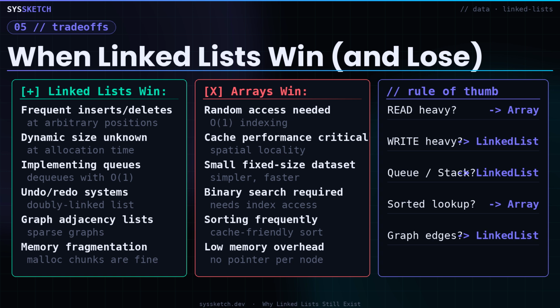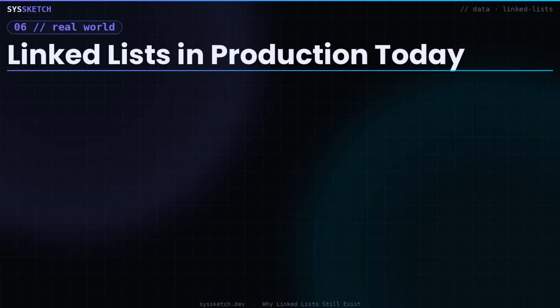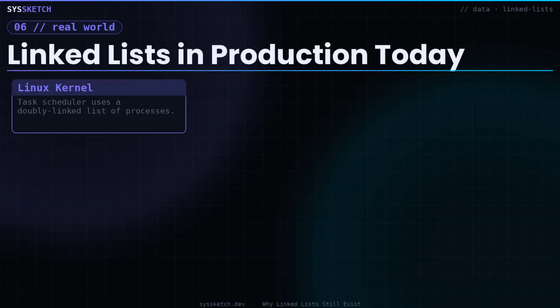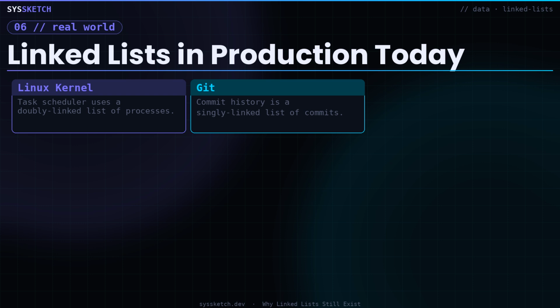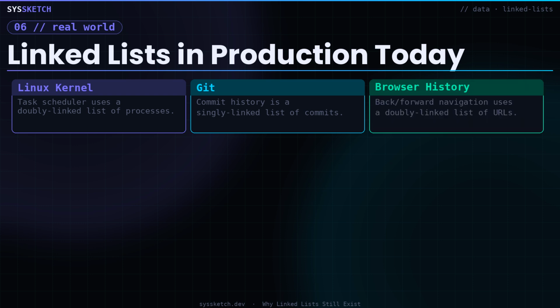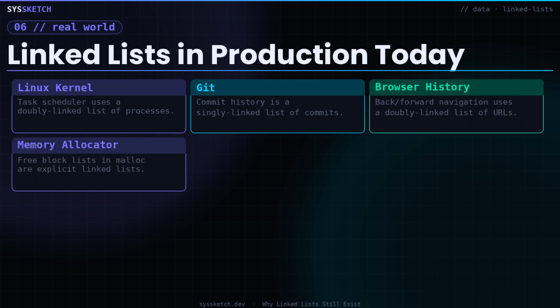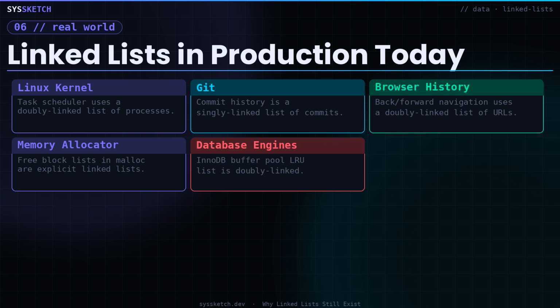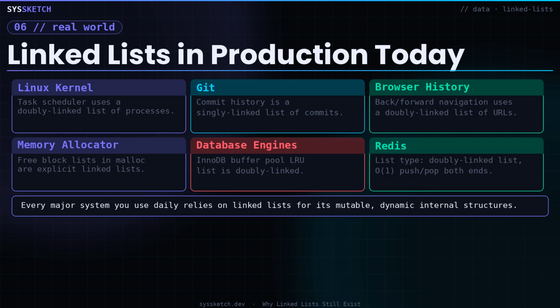The Linux kernel's process scheduler maintains the list of runnable tasks using doubly linked list structures embedded directly inside each process descriptor object. This is how the kernel walks from one process to the next during a context switch. Git stores its commit history as a singly linked list of commit objects, where each commit holds a pointer to its parent, forming the chain you traverse with git log.